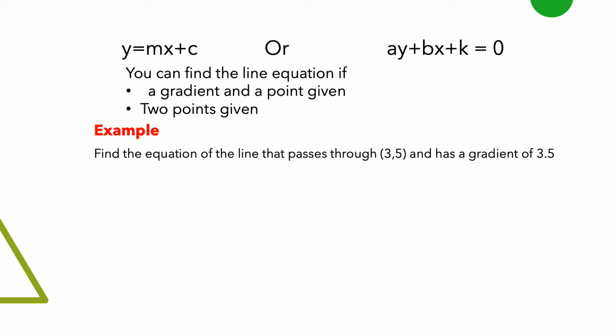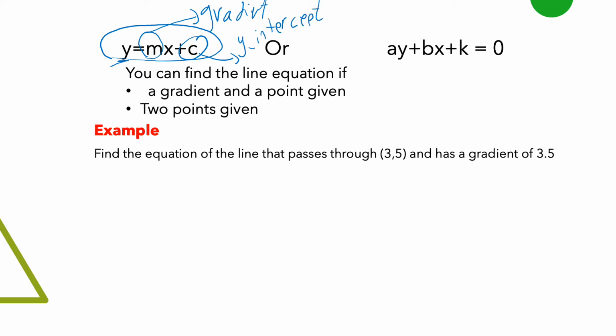We're going to go over how to find line equations. You can write the line equation in two different formats. It's in this format where y = mx + c, m is the gradient and c is the y-intercept. Or you can rearrange it to make everything equal to 0: ax + by + k = 0, where a is the coefficient of x, b is the coefficient of y, and k is a constant.